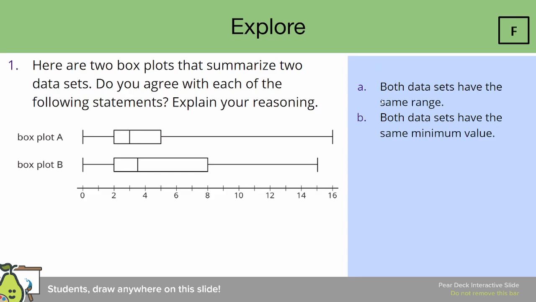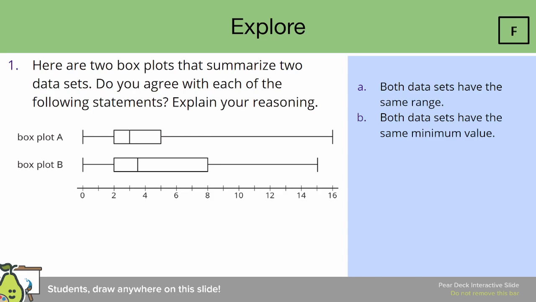For part A, they said both data sets have the same range. For part B, it says both data sets have the same minimum value. So go ahead, pause the video, and let me know, what do you think about both of these statements? Okay, so for part A, it says both data sets have the same range. Do you remember how to find the range? Please pause the video and let me know.